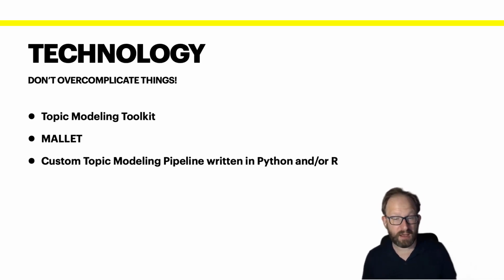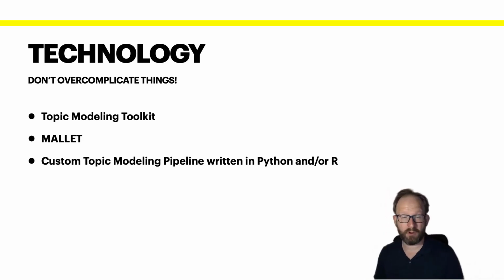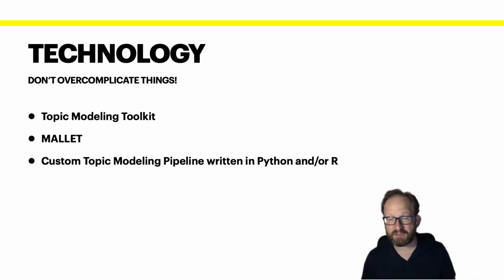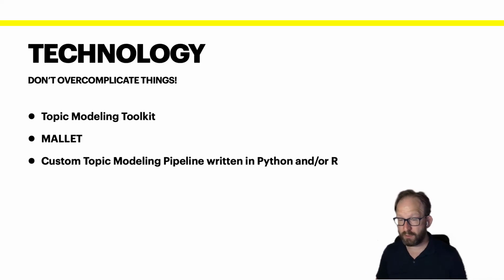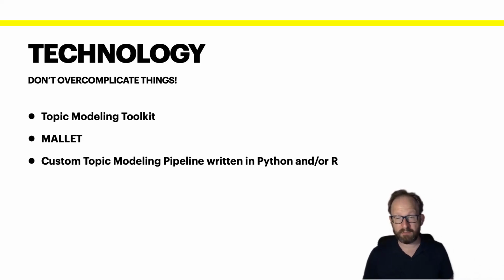If, however, you have a larger data set than the topic modeling toolkit can handle, if you're interested in some of the more advanced functions that topic modeling is capable of, you might look at Mallet, which is actually the back end of the topic modeling toolkit, but requires you to be able to code and exposes more advanced functionality to you. And then if you have a very sophisticated project, you might consider developing your own custom topic modeling pipeline that is written in Python and/or R.